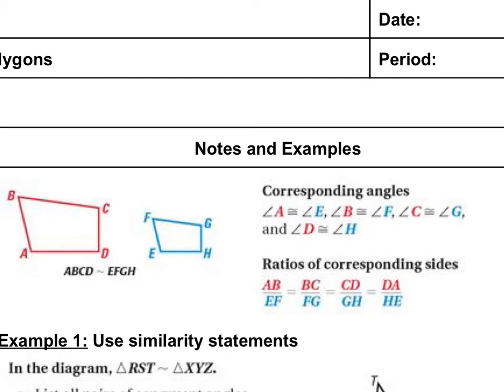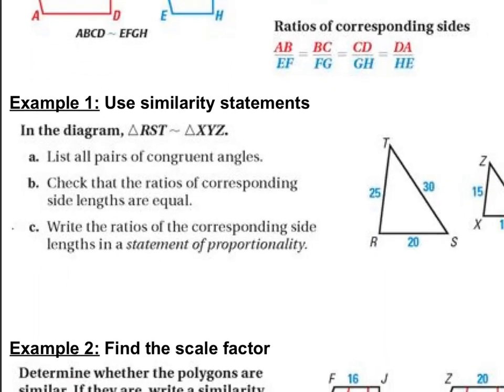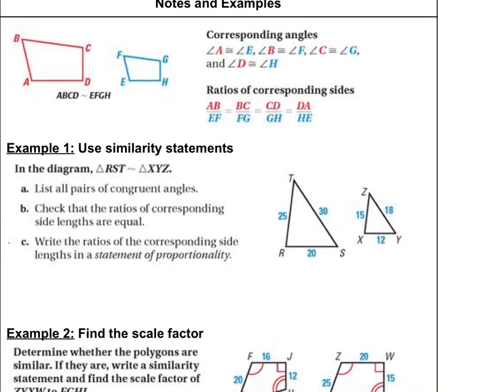All of the angles will still be congruent. If you notice here, we still have all the congruent signs in between. And then the sides, again, will be in proportion. Their ratios will be the same. Okay, so let's take a look at example 1.